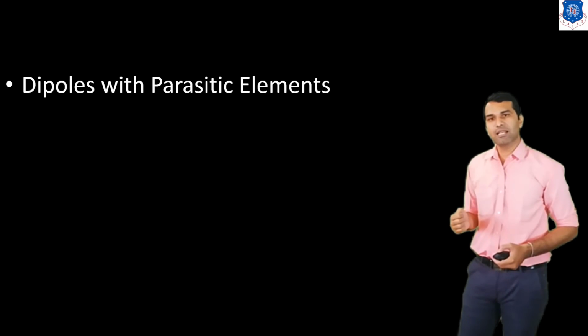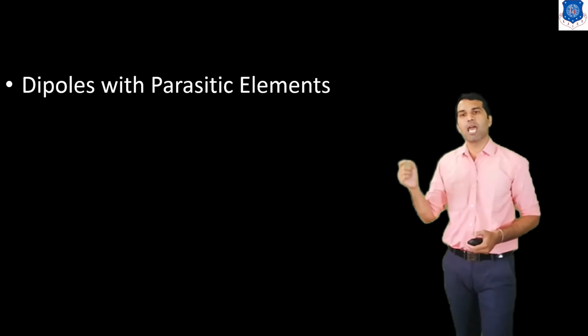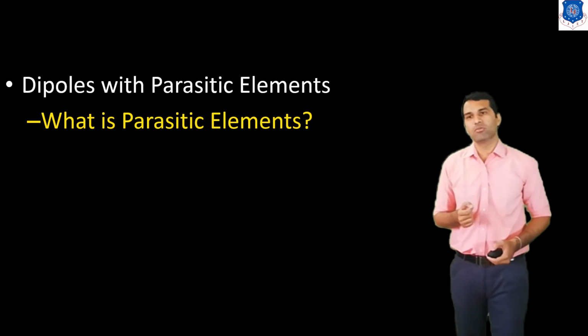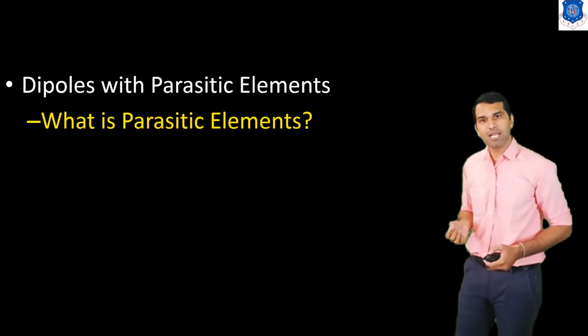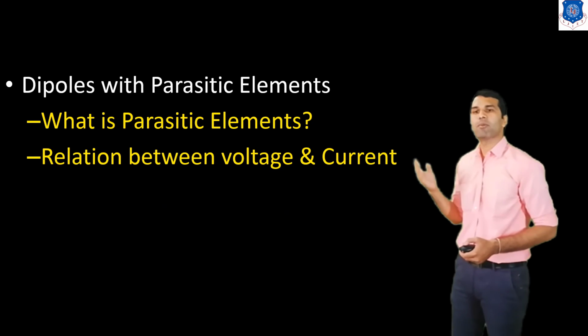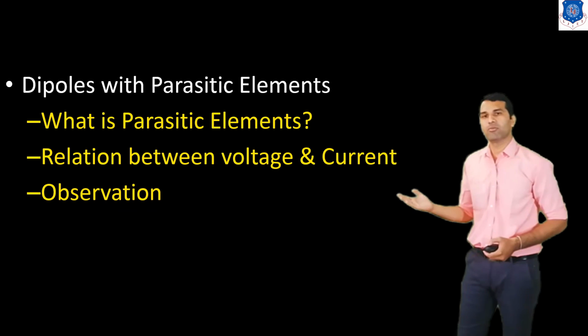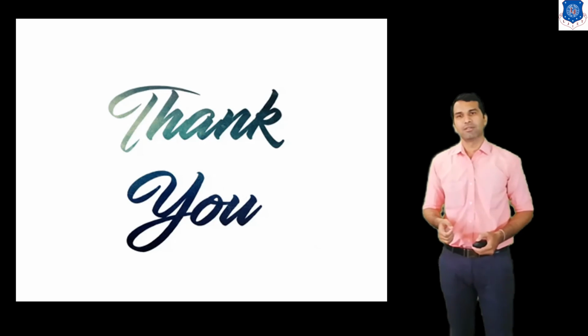So in this lecture we have discussed the dipole with parasitic element, and in that we studied what a parasitic element is. Then we discussed the relation between the voltage and current, and lastly we discussed some observations of the parasitic element. Thank you.